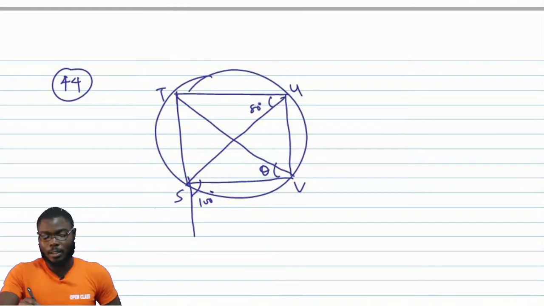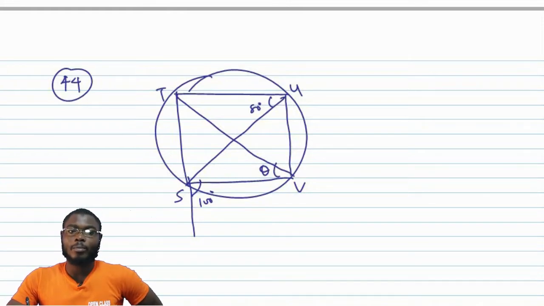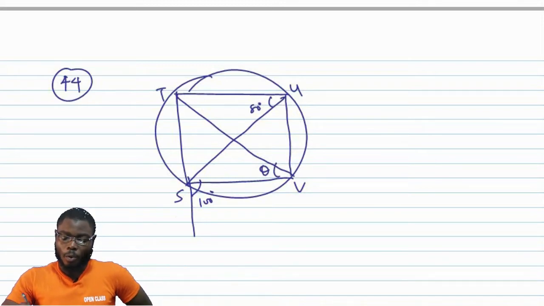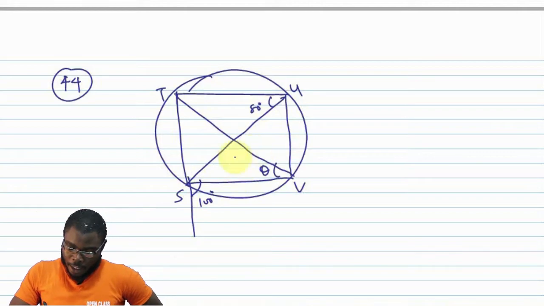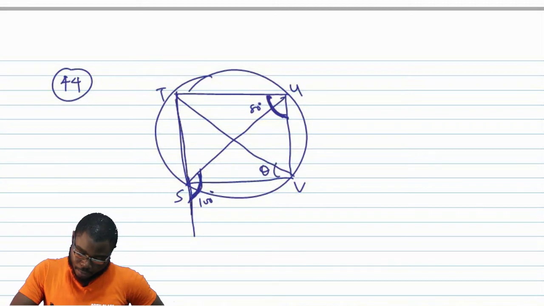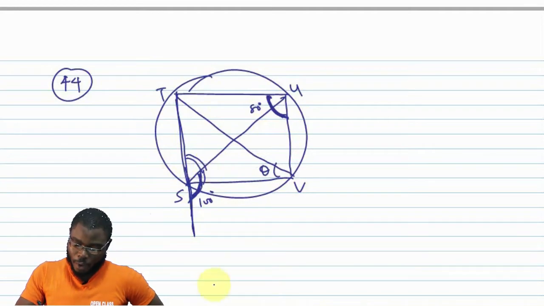As you see, this is under the cyclic quadrilateral theorem. What you need to know here is that the exterior angle is equal to the opposite interior angle that you have here. So whatever angle you have here is the same as the angle you have here. And this angle here is an angle on a straight line, so this plus this will give you 180 degrees.